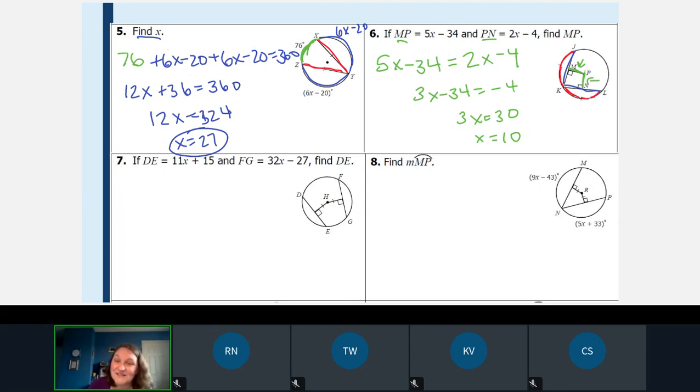All right, so we got x equals 10. On a multiple choice test, 10 would be there. Don't answer 10. Why? Because it's asking us for MP. So make sure you plug that in for MP. 5 times 10 minus 34. What do we get? 16. Thank you, Jalen. You're awesome. But you already knew that.